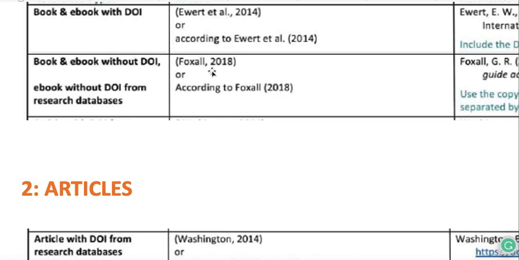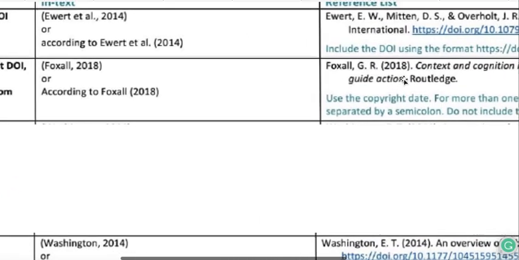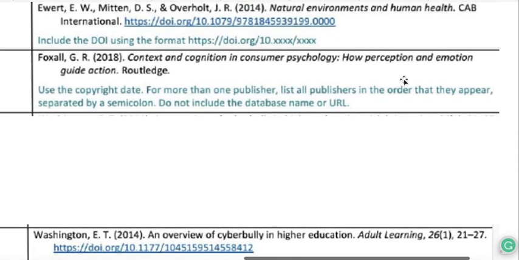In case of a direct quote from the book which we are using in text, at that time in parentheses the name of the writer and the year. Or another style is according to Foxhall, then the year. So this would come at the end of that opinion that we are using, and this would come at the beginning possibly, when the DOI is not available. But you can see the style is the same. However, the difference possibly can be in the style of the end references that we are using.